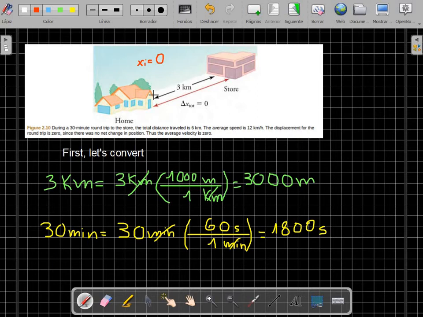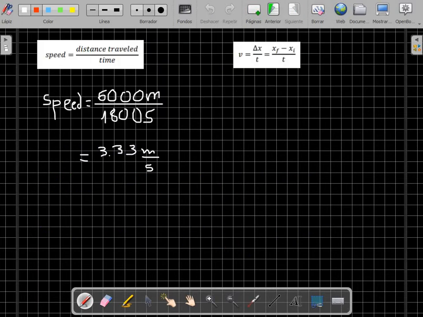Now, what about the final position? Well, remember, this person went to the store and came back. So that means the final position is equal to the initial position. And we already know that the initial position is equal to 0. So final and initial position are equal to 0. I replace that data here. Velocity equals 0 meters minus 0 meters.